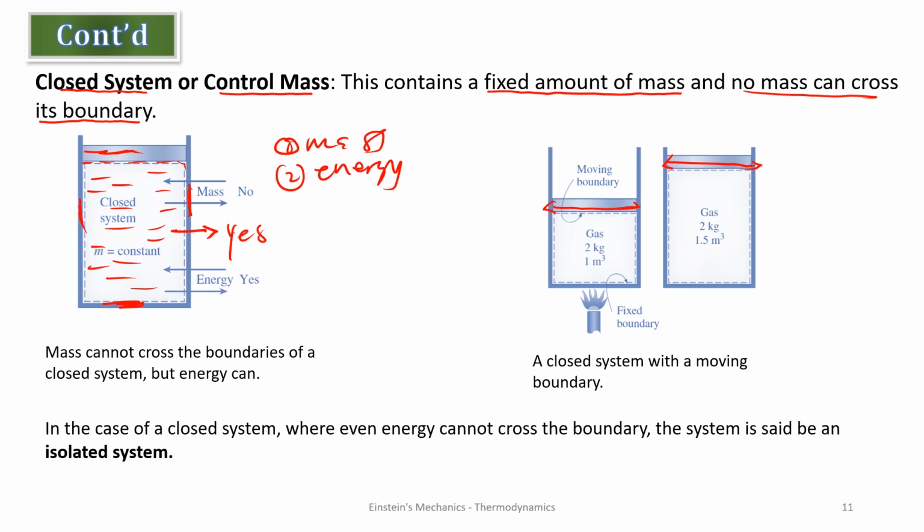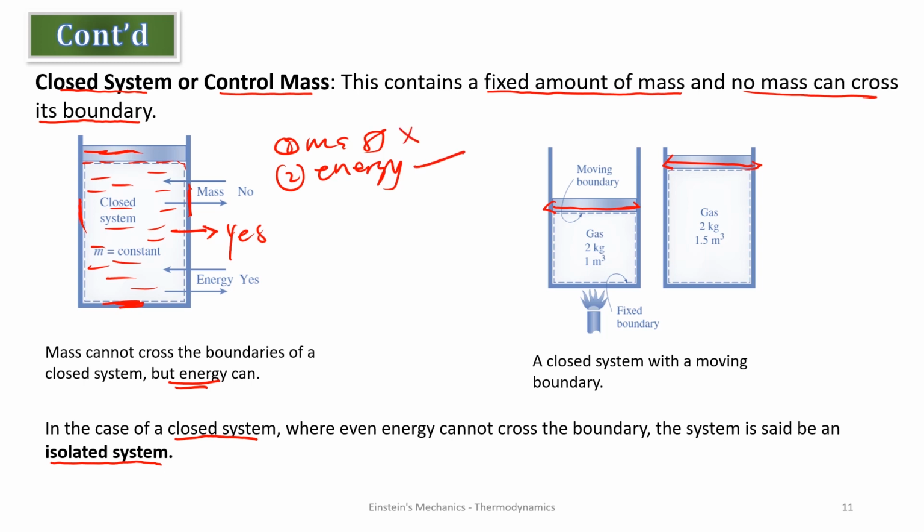So the mass cannot cross the boundaries of what? A closed system, but energy can. We will explain much and you will understand why energy can. Are we good? In the case of a closed system, remember a closed system has no what? Mass movement outside of what? The system. Where even energy cannot cross the boundary, the system is said to be what? Isolated.